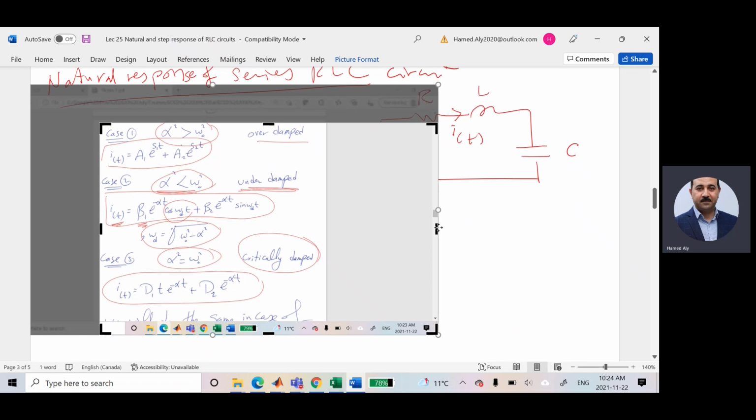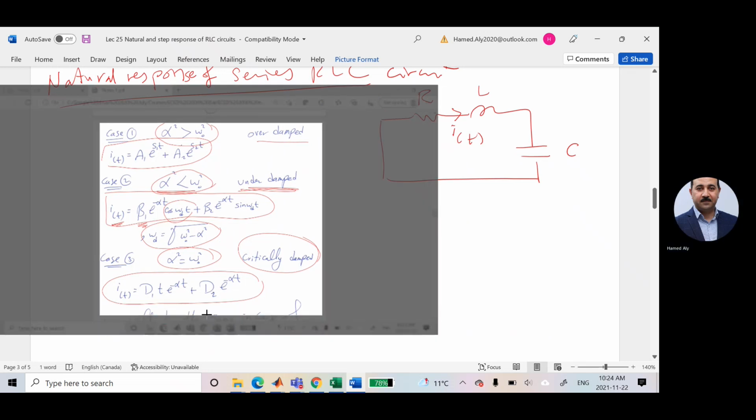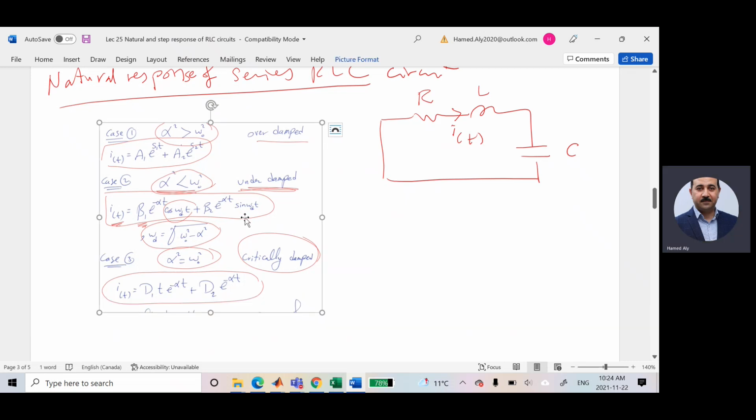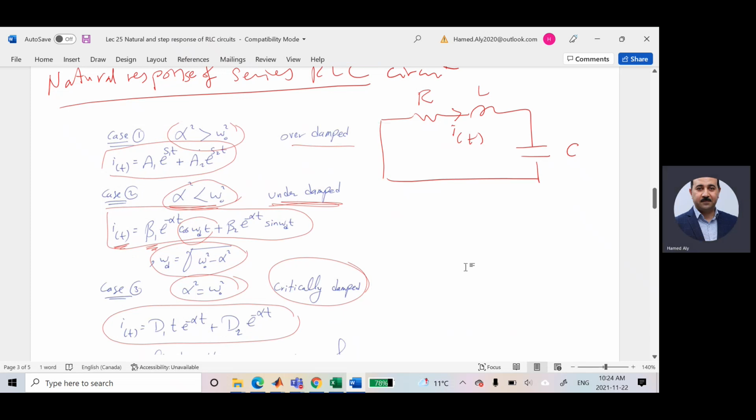These are the three different cases, and I'm concluding them again. We are talking about the natural response of a series RLC circuit. Case 1: if alpha square is greater than omega square, it's overdamped, and i of t is equal to a1 times e to the power s1t plus a2 times e to the power s2t.